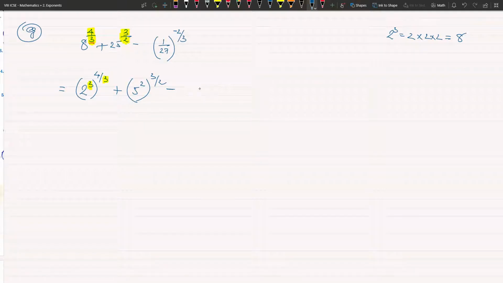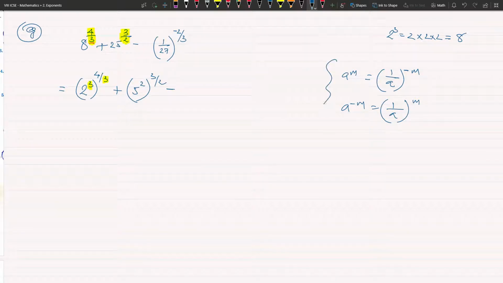Okay. Sorry, minus sign. Yes, Anushree, what about here? What we will do over here? Do you remember there was one identity which said that a raised to minus m is equal to 1 upon a raised to m? You remember this? Yes, sir. So you have to apply this law. You have a minus sign in the power. You can convert it into plus sign by taking the reciprocal of the base.